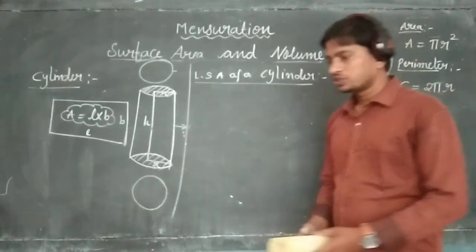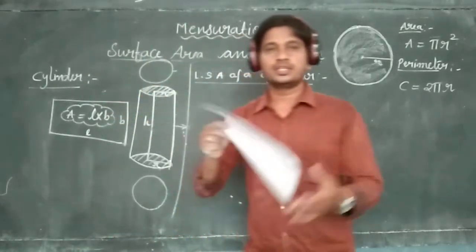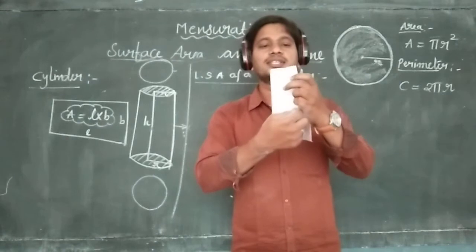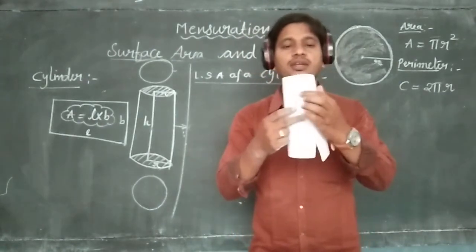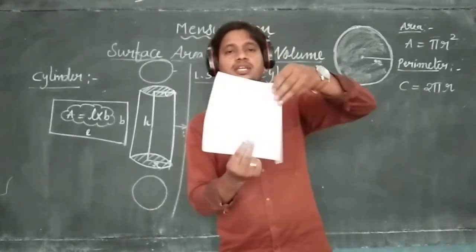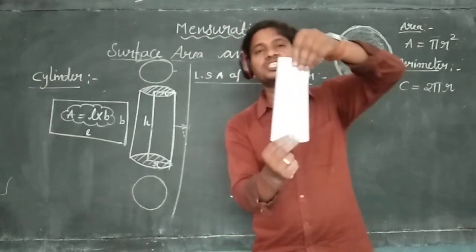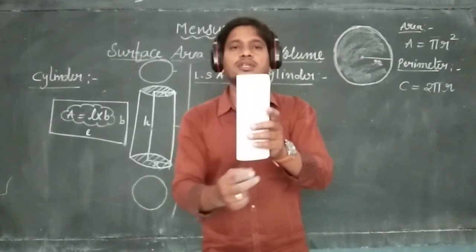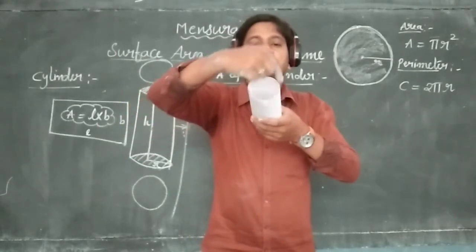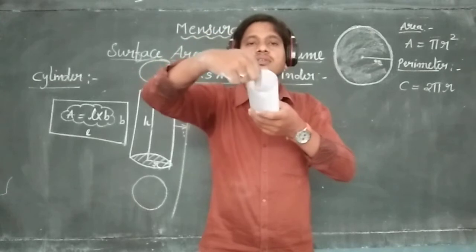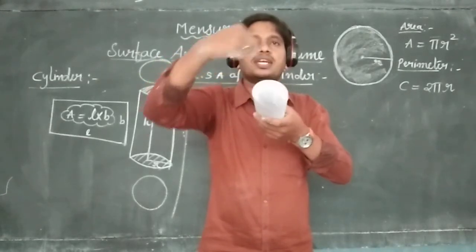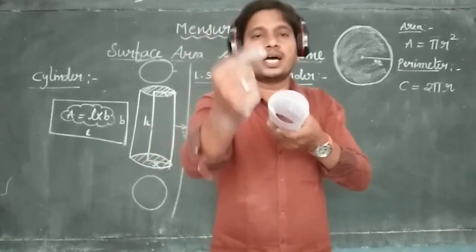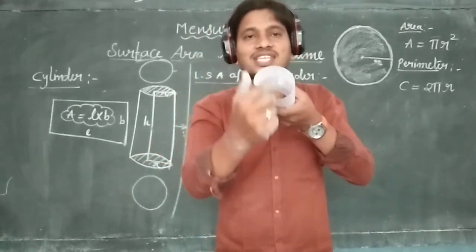See here, students, this is our rectangle. When we fold this, we get a cylinder. This point you have to understand clearly. Now this is our cylinder. See here, this is the circumference of the circle. As we know, the circumference of the circle is 2 pi r.